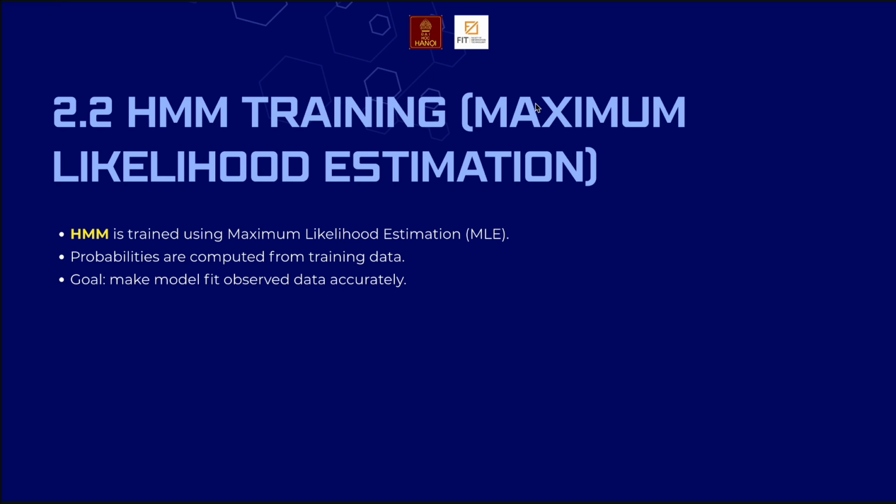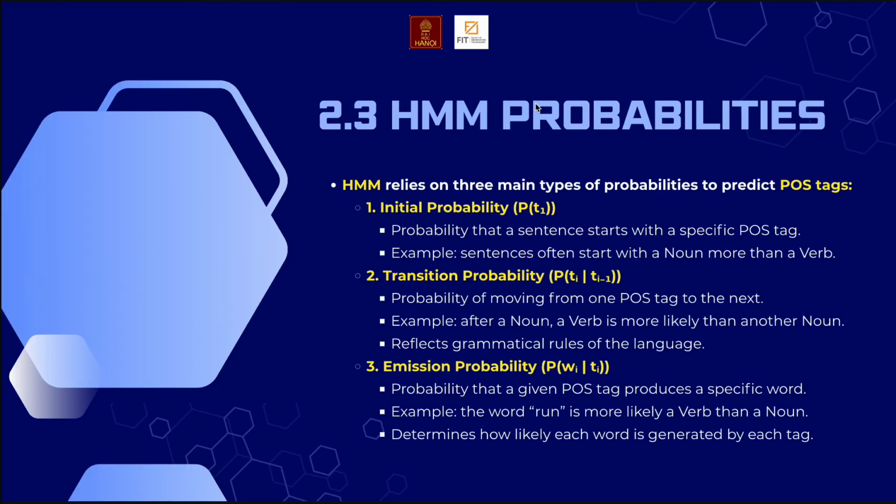The HMM is trained using maximum likelihood estimation, which means we calculate the probabilities directly from the training data to make the model fit the observed data as well as possible. Specifically, an HMM has three main types of probabilities. The first is the initial probability. This is the probability of the first POS tag in a sentence. For example, sentences often start with a noun more frequently than a verb.